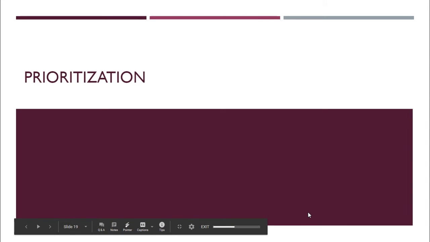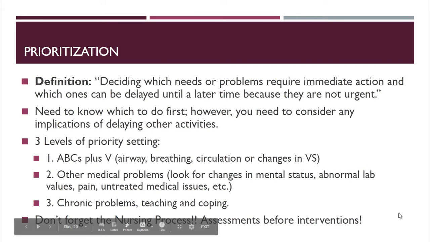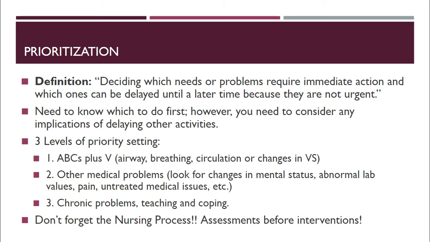Okay, we're going to continue on with our lecture and go into prioritization. Prioritization definition is deciding which needs or problems require immediate action and which ones can be delayed until a later time because they are not urgent. So you need to know which to do first. However, you need to consider any implications of delaying any of the other activities.